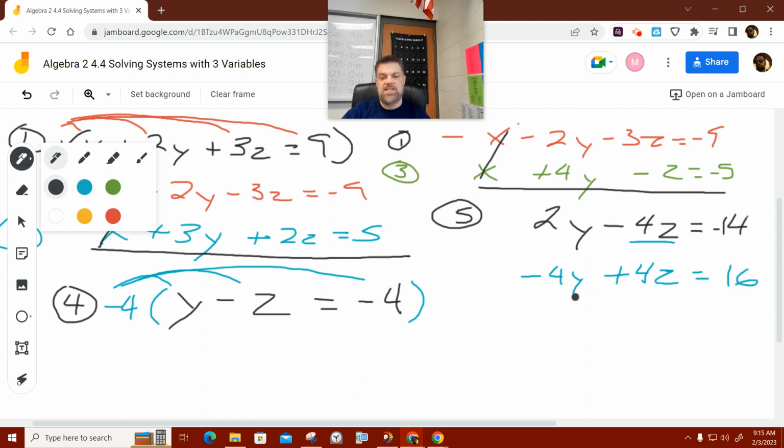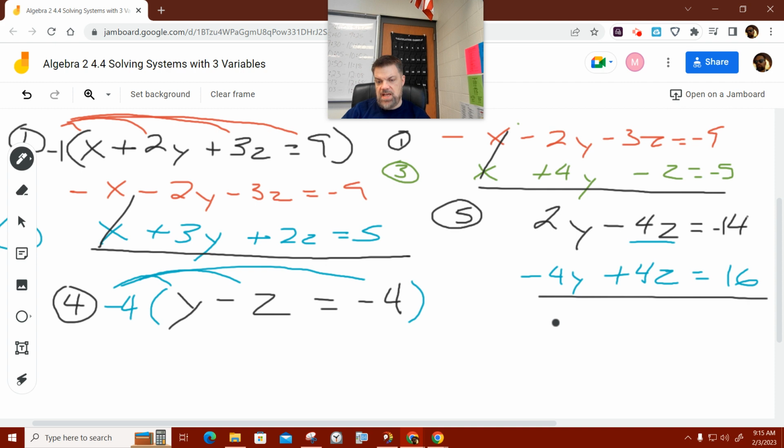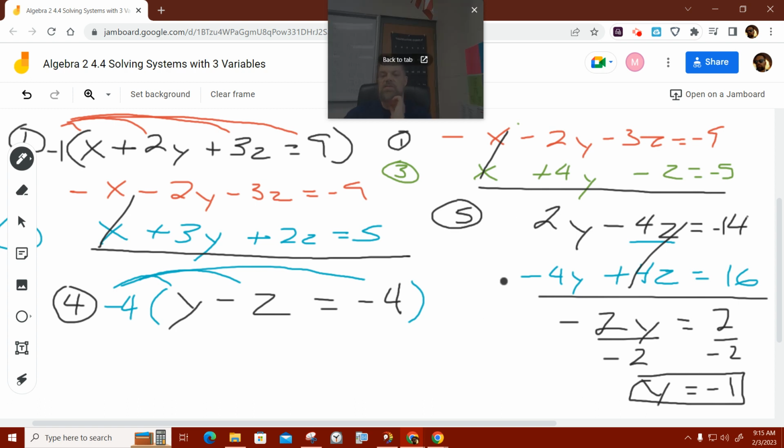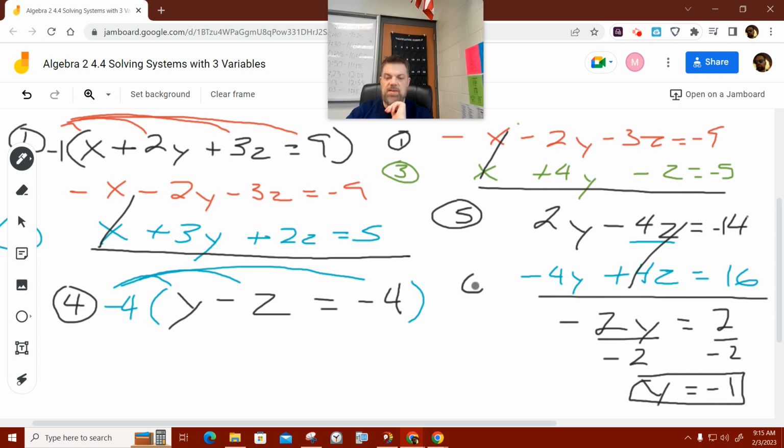Now I'm going to add these up. I get -2y. These cancel. 16 minus 14 is equal to positive 2. Divide by -2. Divide by -2. I get y is equal to -1. Okay, that's pretty good. Your textbook would probably label this as equation 6.